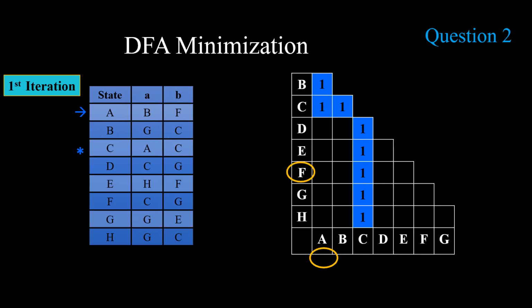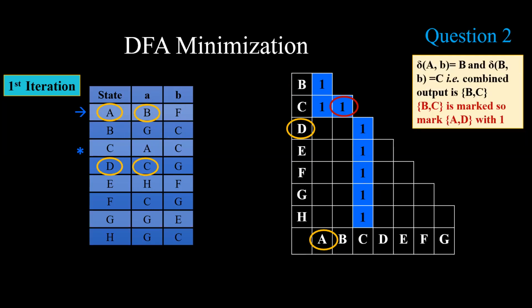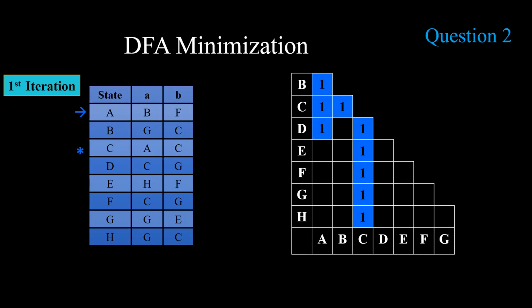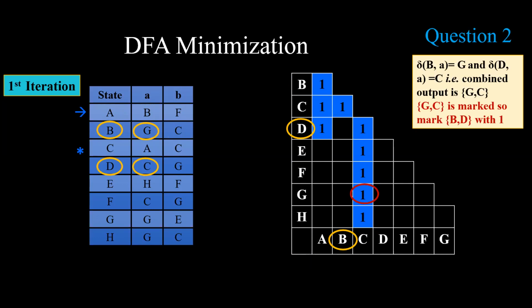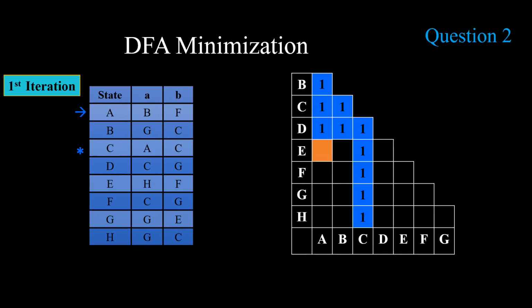Next, we move to AD. AD on A gives us BC. Since BC is already marked, we will mark AD with 1. Next, we move to BD. BD on A gives us GC. GC is already marked, so we will mark BD with 1. Marking of 1 means that these two states cannot be clubbed together.